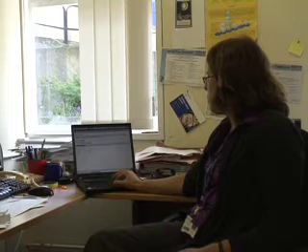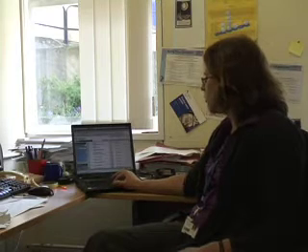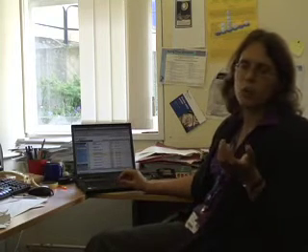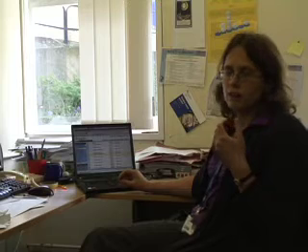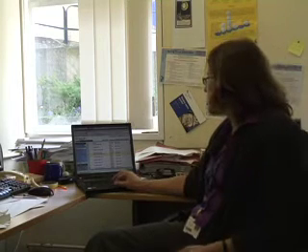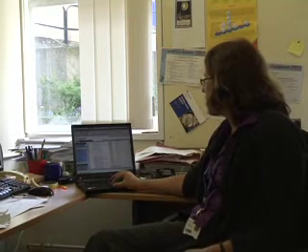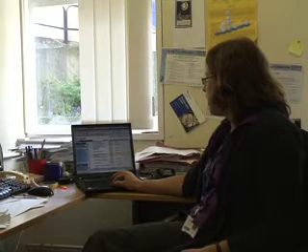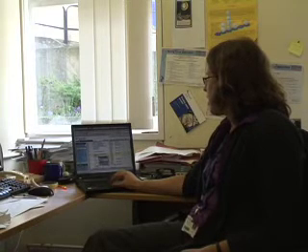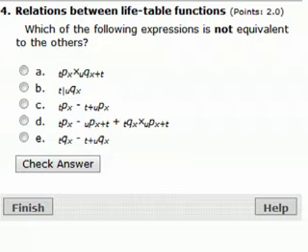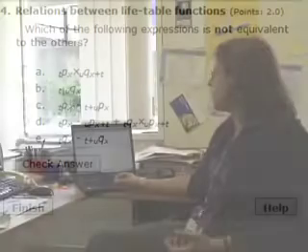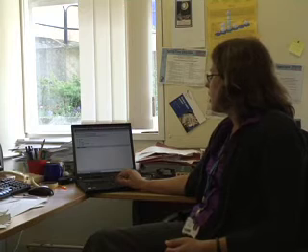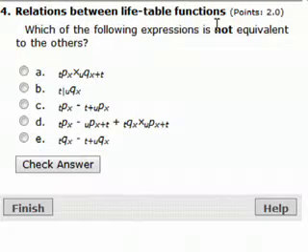You can also, with a little bit more work, because Blackboard is not ideal for mathematical notation, set questions that involve actual algebraic manipulation, symbolic calculations. So for example, there's a question here about the relations between various life table functions. So these relate probabilities of living and dying at different ages. And the question is, well, which of these following expressions, which look quite complicated, is not equivalent to the others?